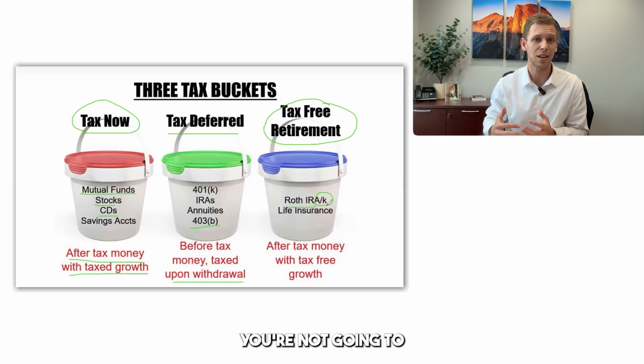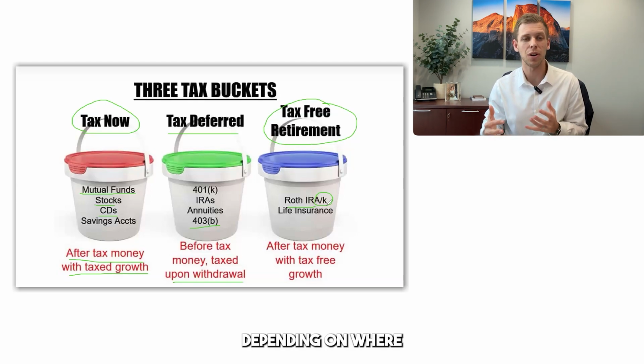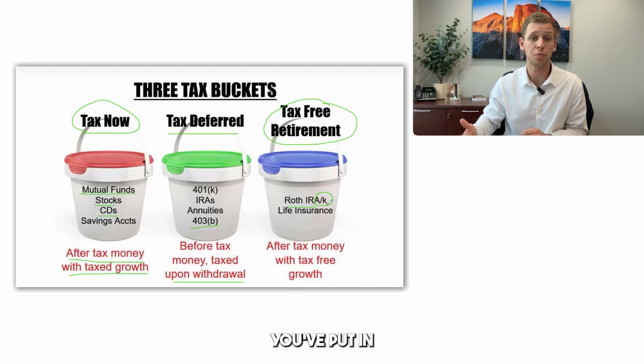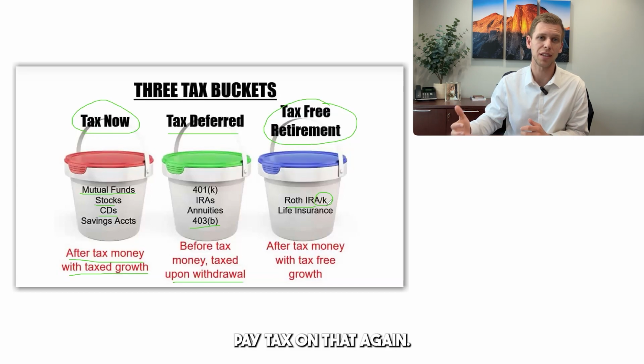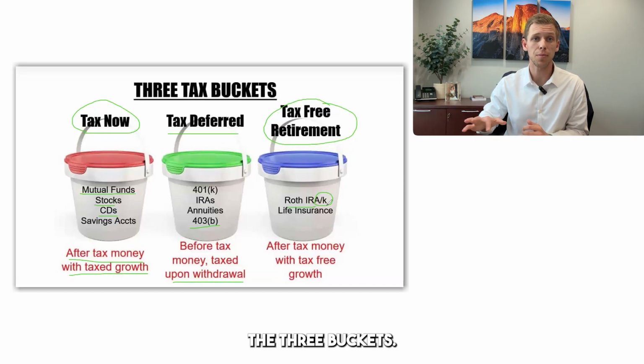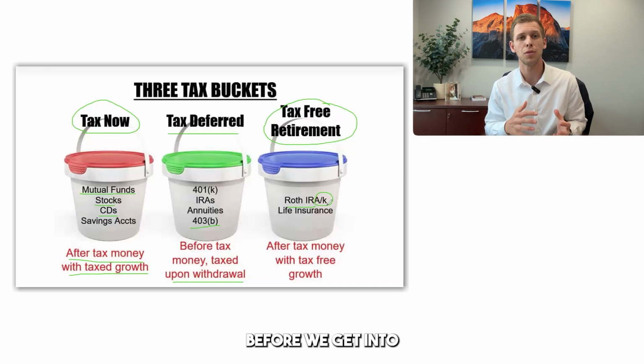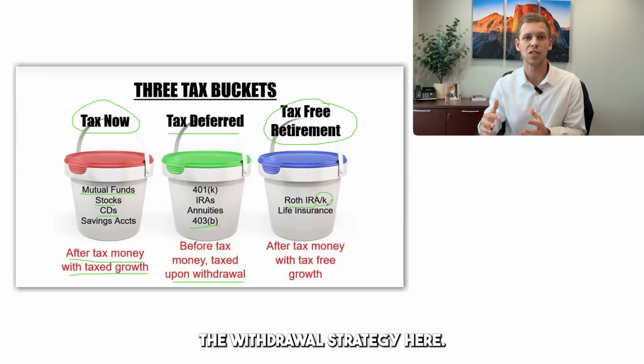And so this is a really beneficial account because once you're pulling this out, you know the amount you're getting. You're not going to be paying tax, regardless of where different tax rates are or where you're at in retirement, but you know what you've put in and what it grows to. That's what you're actually going to receive. You're not going to pay tax on that again. So these are the three buckets. Just want to define these first before we get into the withdrawal strategy here.